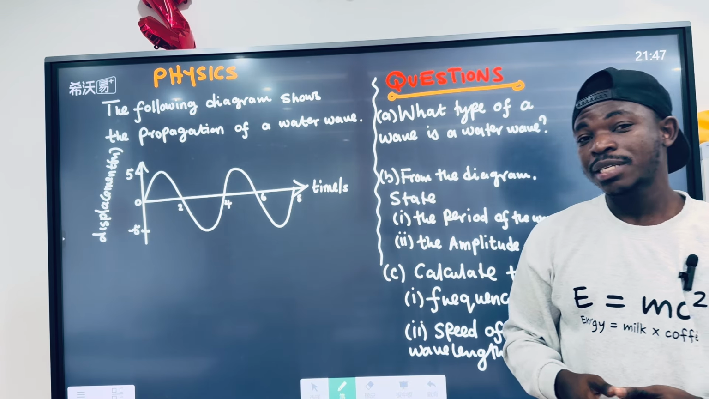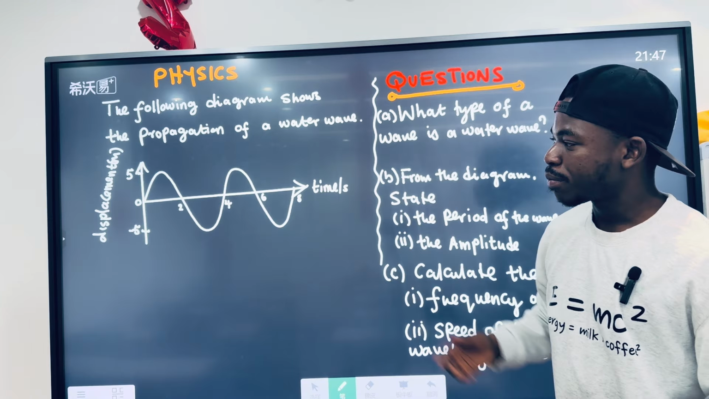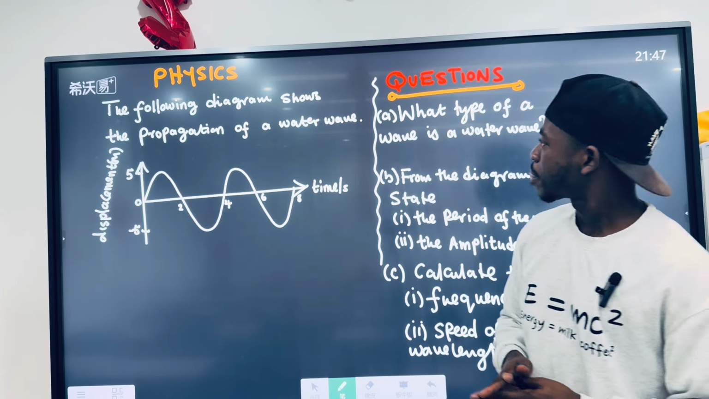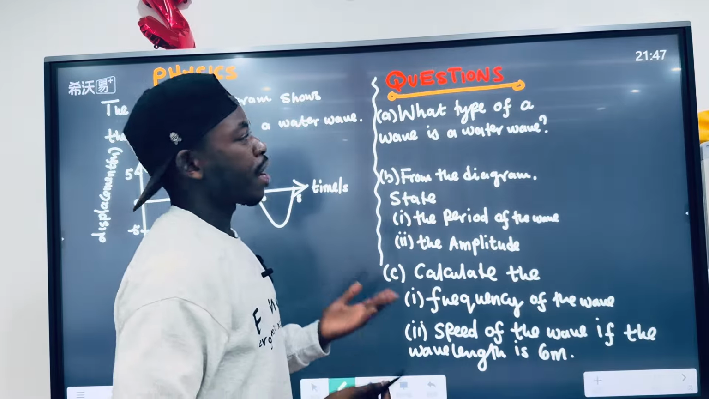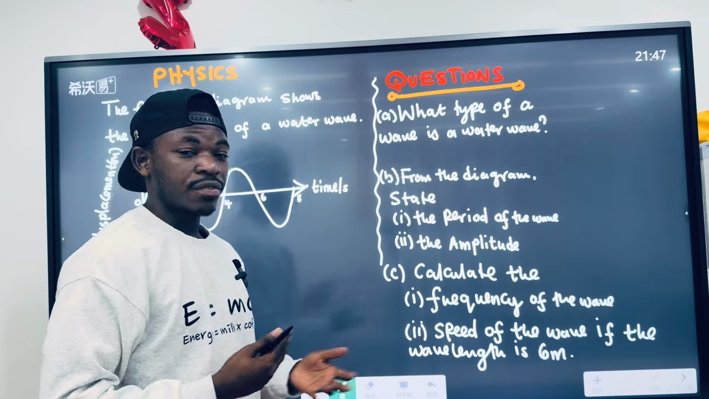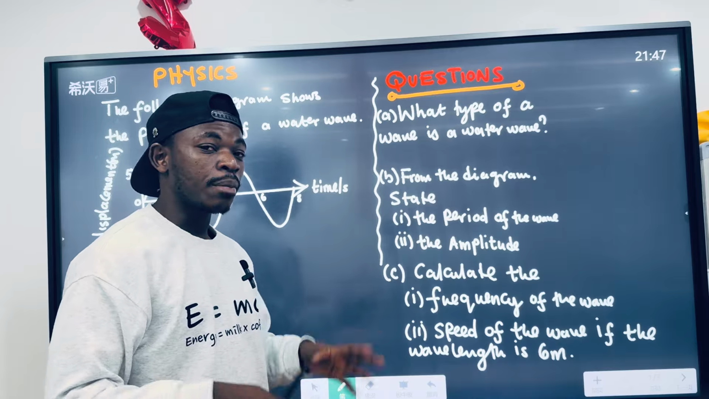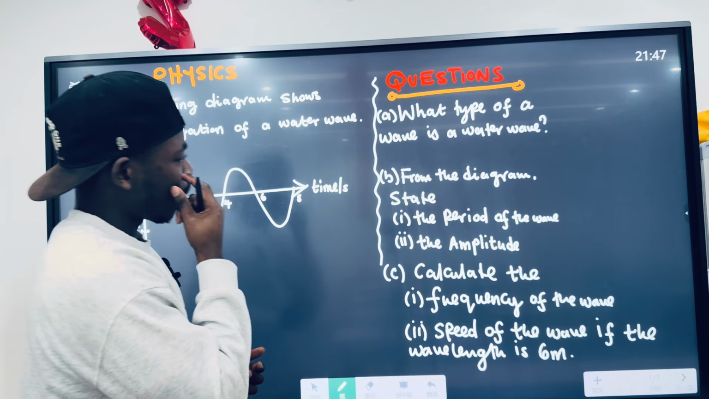This is a displacement time graph. So we have displacement on the y-axis and time on the x-axis. Okay. So the first question says, what type of a wave is a water wave? You can always try to pause the video, try the questions on your own, then unpause the video to see what I've suggested. Okay.